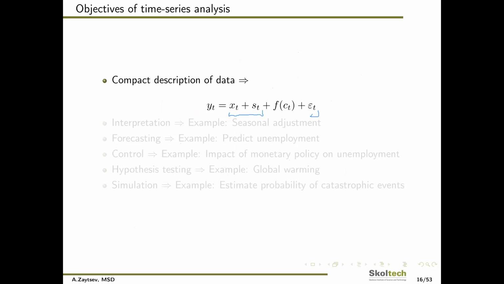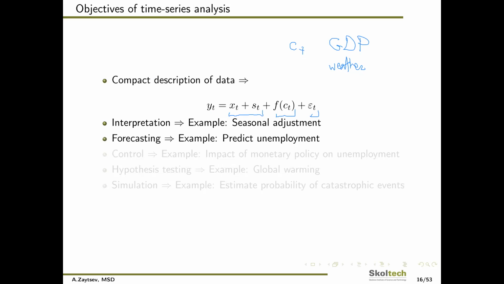Also, we can imagine that we have the dependence on external variables. For example, we have CT observation, GDP, or maybe some weather forecast for this particular month, for example, mean temperature, or maybe some other decisions we can make, and so on. And again, for interpretation, it remains the same. We have some seasonal adjustment to the data. Again, we can forecast and continue the trend, continue the seasonality to predict an unemployment rate in the future.